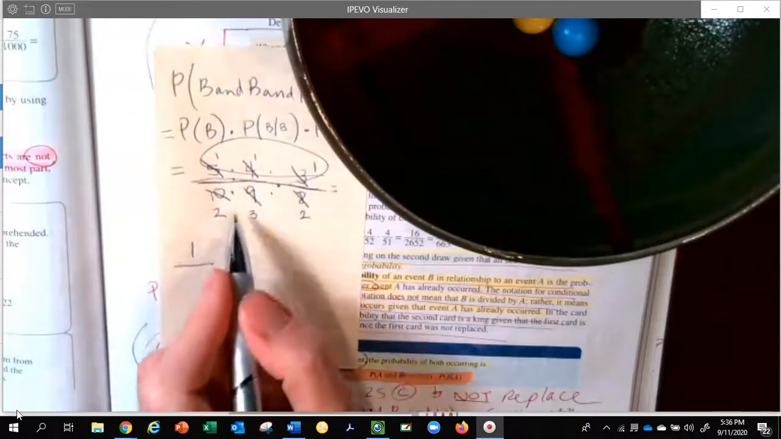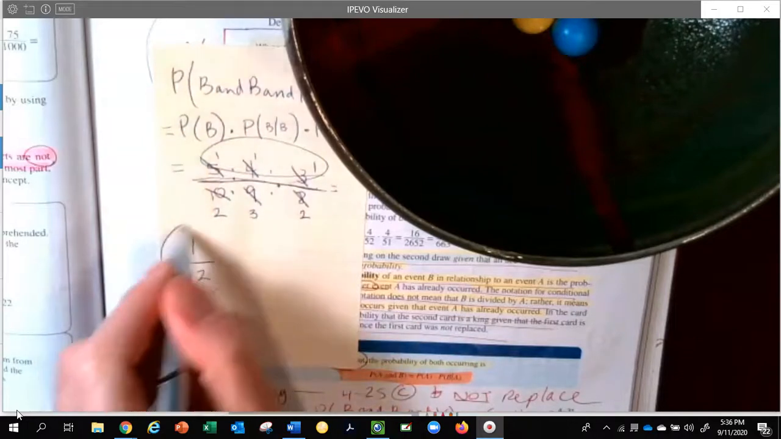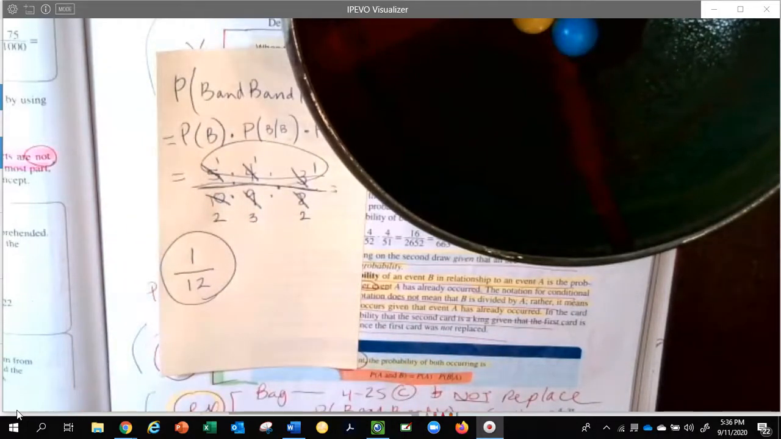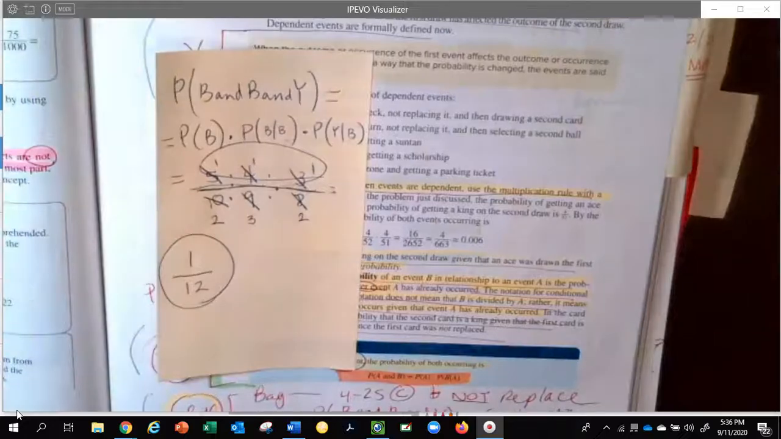And now in my numerator, I've got 1 times 1 times 1, and 2 times 3 is 6, times 2 is 12. Here would be the probability of grabbing the ball and not replacing, and it being a dependent event.